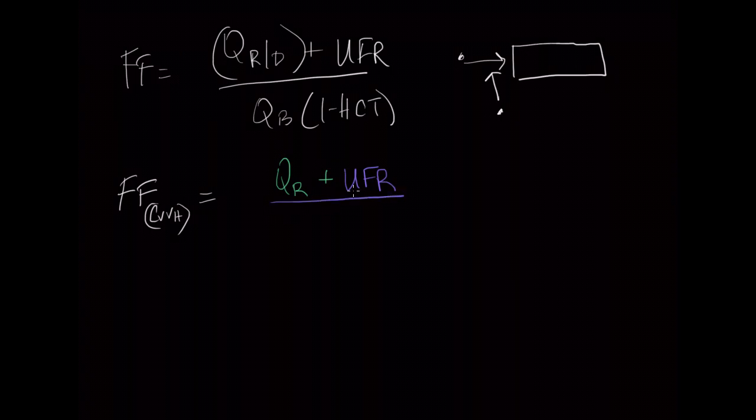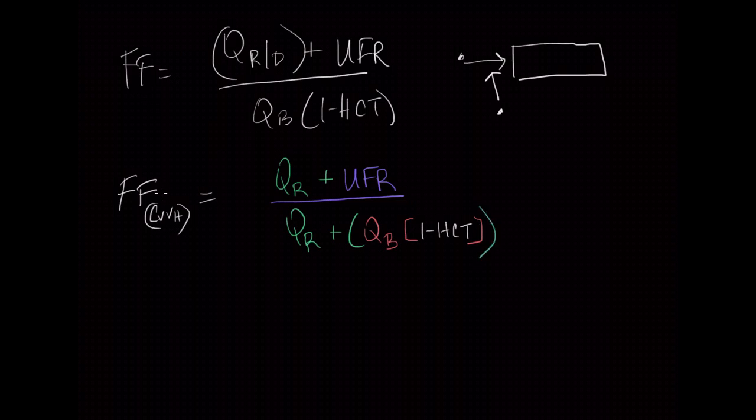And now we're going to divide that by the sum of your replacement fluid again, plus your blood flow that's being multiplied by 1 minus your hematocrit. And that's a more accurate way of getting your filtration fraction for CVVH.